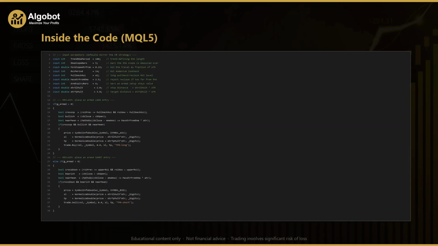Let's read through the MQL5 code as if we were sitting in MetaTrader. At the top are the input parameters, which you can adjust in the strategy tester.